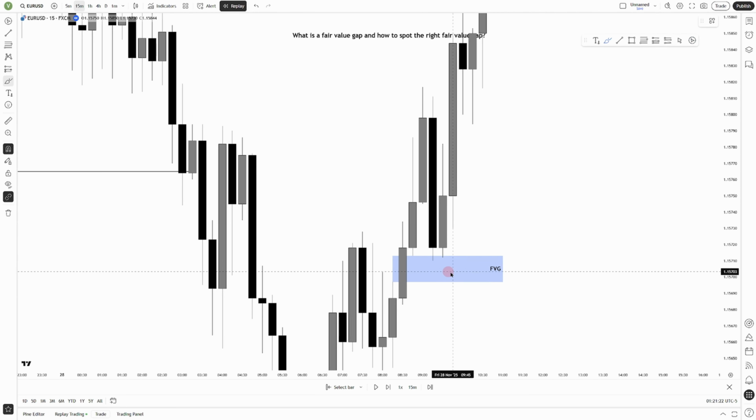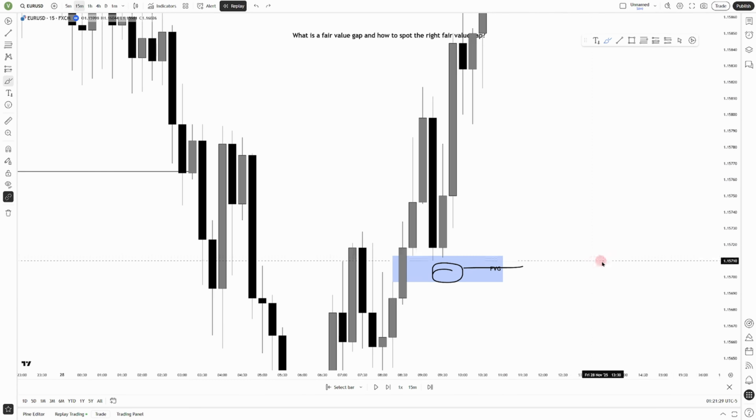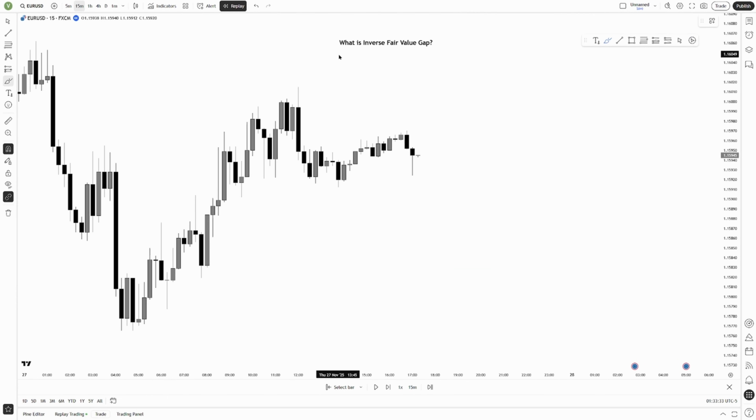Look, this is the perfect example of how price retraced, filled these orders at these specific prices, and went towards the upside. Now let's see what an inverse fair value gap is.